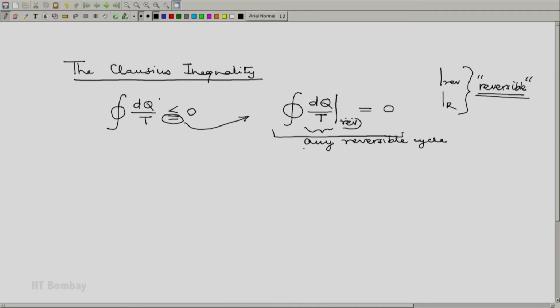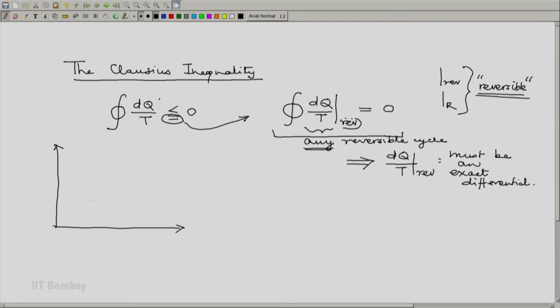Now since it is true for any reversible cycle, calculus tells us that this implies that dq by T for a reversible process element must be an exact differential. This is the second time in this course that we are encountering this discovery of an exact differential. Another way of reaching the same conclusion, which you will find in many textbooks, is as follows.